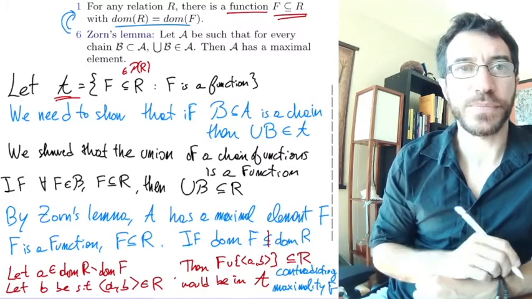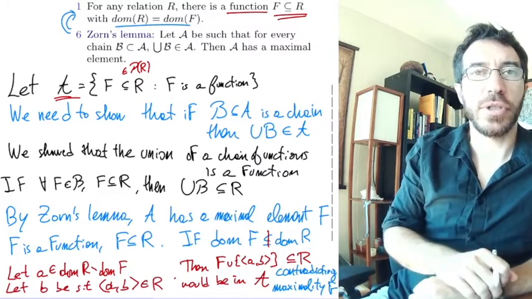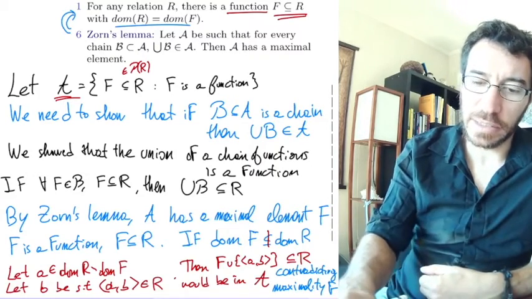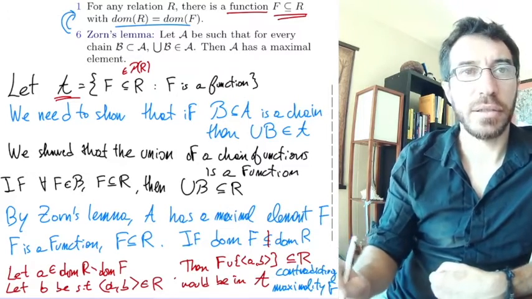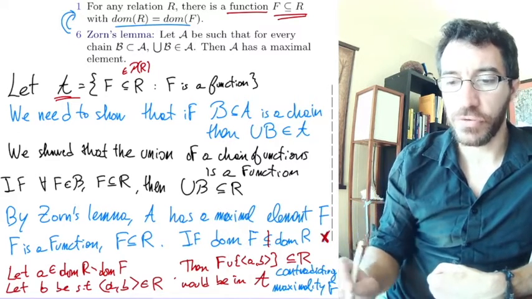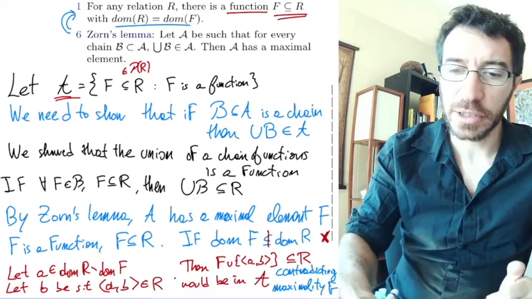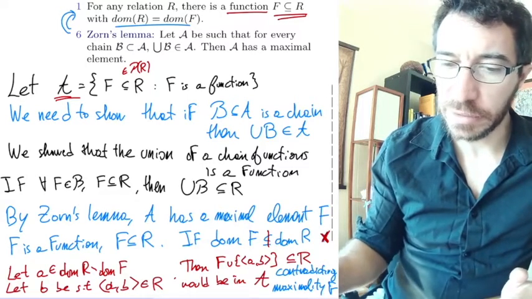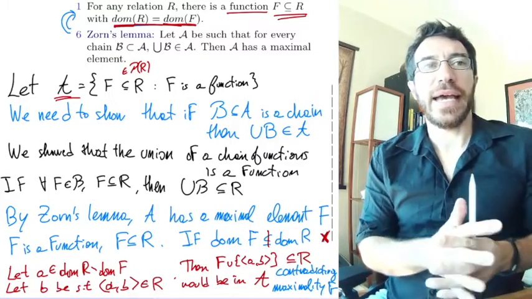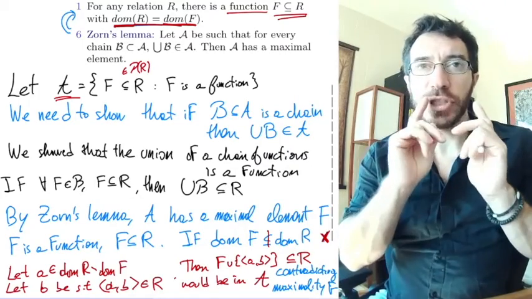Because we're adding one more thing to F and we're still in the collection. But since F was maximal, we couldn't add anything. And the fact that we couldn't add anything means that it cannot be that the domain of F is a strictly smaller domain than the domain of R, because otherwise you could add something else. So if you have a maximal element, the domain of F must equal the domain of R. And that's how we get that 6 implies 1 and implies all the other ones. Okay, we'll continue in the next video.